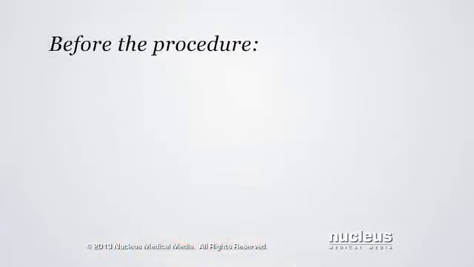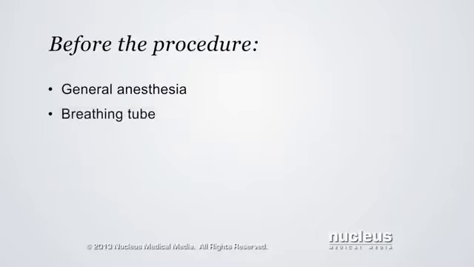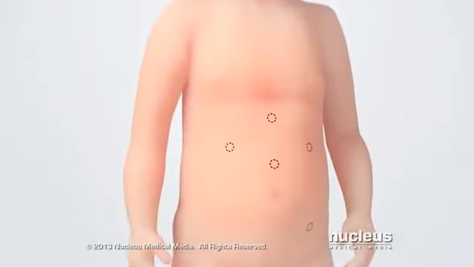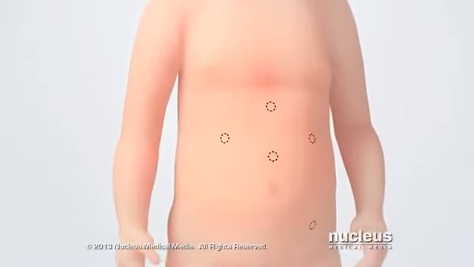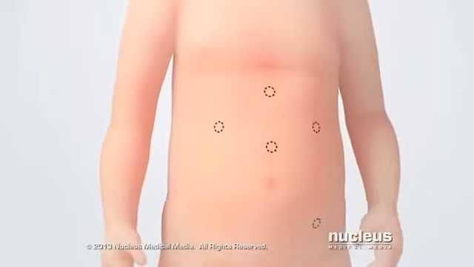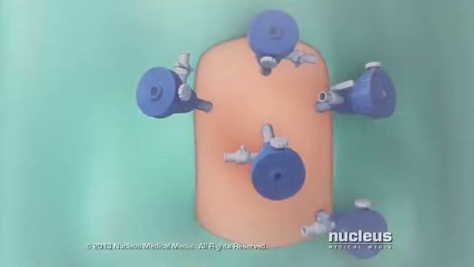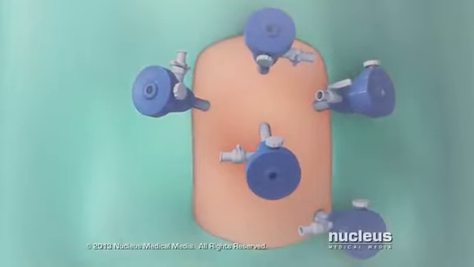Before the procedure, the child will be given general anesthesia to put him or her to sleep during the procedure. A breathing tube will be inserted through the nose or mouth and down the throat to help the toddler breathe during the procedure. Commonly, the surgeon will make 5 tiny incisions near or in the belly button and on the right and left sides of the upper abdomen, and insert tubes for a camera and surgical instruments.